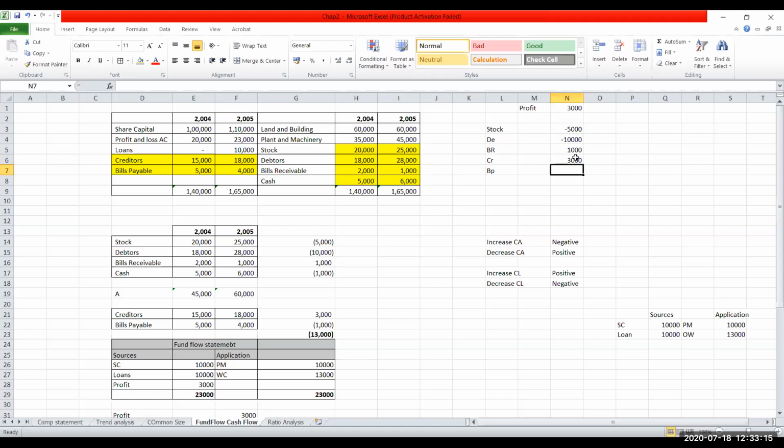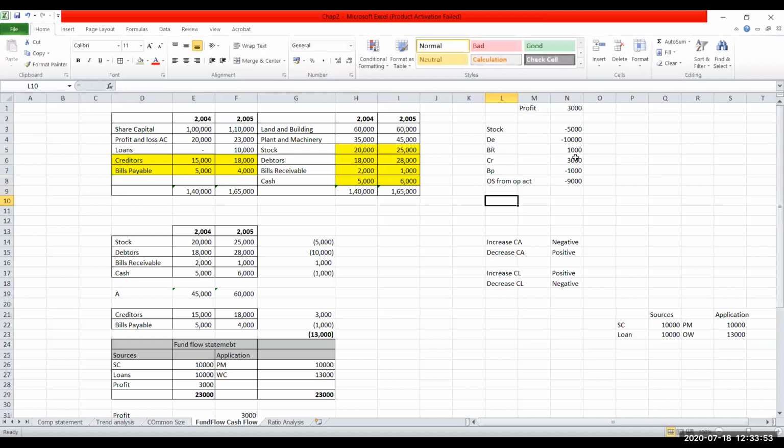And the last one is you have bills payable. That means last year is 4,000. This year is 1,000. That means we already received 1,000 from this bills payable. So this is done. So this will become cash outflow from operating activities.